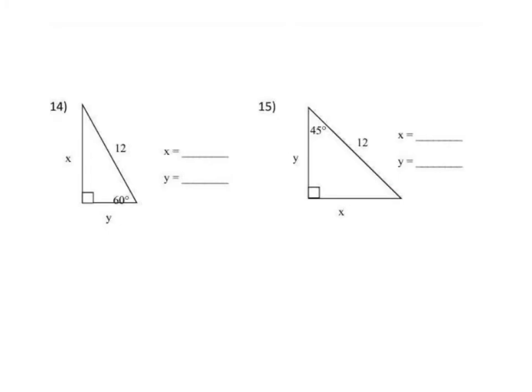All right, for number 14 and 15, again, we're looking at your 30-60s. You really need some practice with these. So for 14, notice I have the hypotenuse of the 30-60. So to get y, I'm going to divide by 2. And then to get x, I'm just going to multiply by root 3.